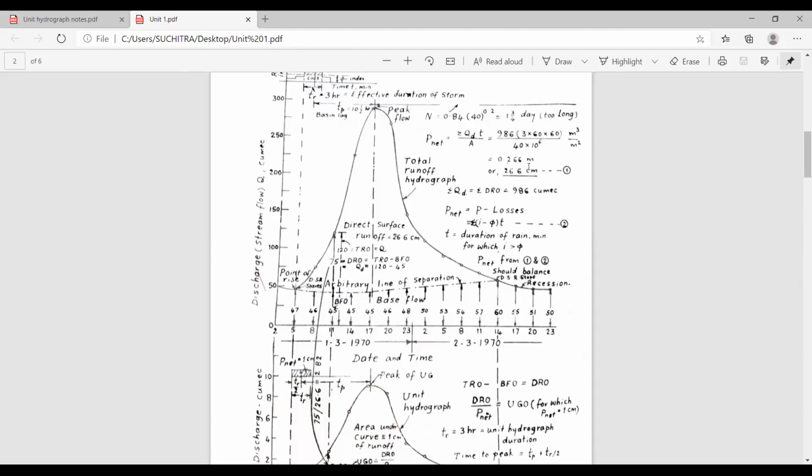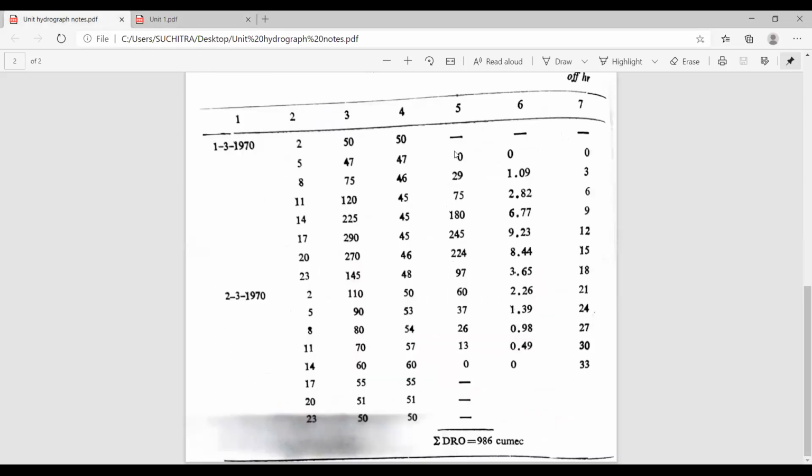Now each of these direct runoff ordinates has to be divided by the net precipitation depth. The net precipitation depth we got as 26.6 centimeters. Each of these direct runoff ordinates has to be divided by 26.6, so we get the ordinates of the unit hydrograph. So these are the ordinates of the unit hydrograph.